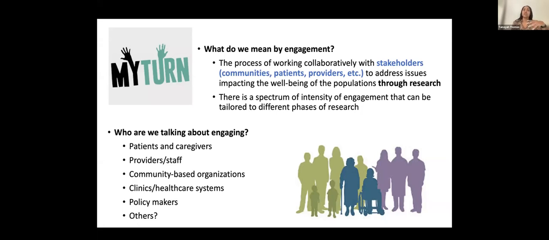Oftentimes when we're talking about health research specifically, we're thinking about patients and caregivers, providers and staff, community-based organizations. We're thinking about clinics and healthcare systems.